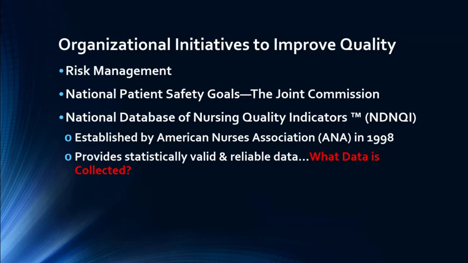So the NDNQI, which is the National Database of Nursing Quality Indicators, is the leading quality improvement and nurse engagement tool in the U.S. It was developed again by the ANA and recently acquired by Press Ganey. It is a proprietary database that collects and evaluates unit-specific nurse-sensitive data from acute care hospitals, providing healthcare organizations with unit-level comparative data reports. It helps to improve nurse retention, nurse engagement, and promotes nursing excellence.